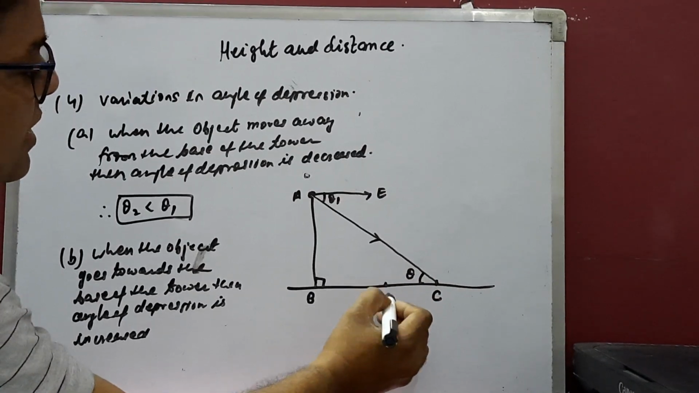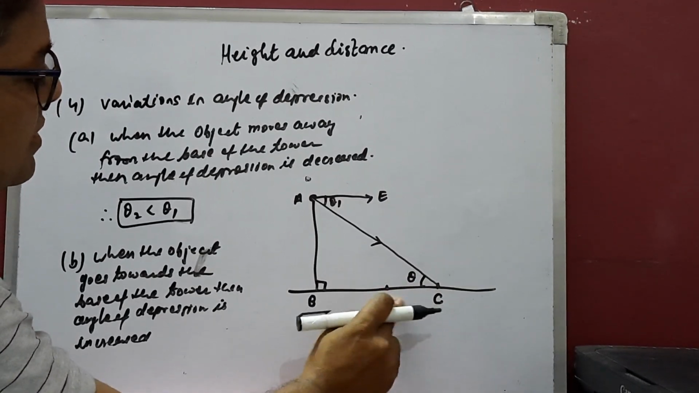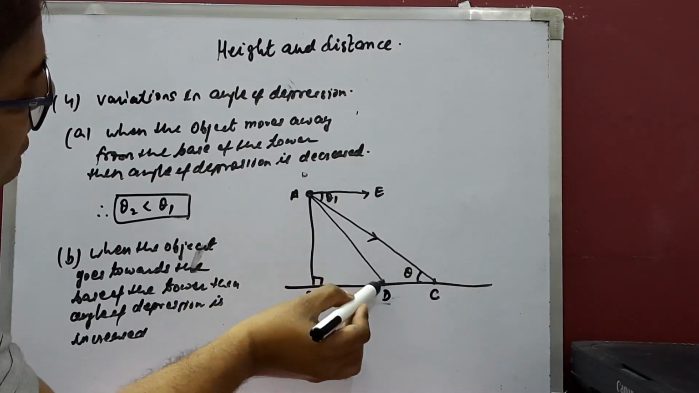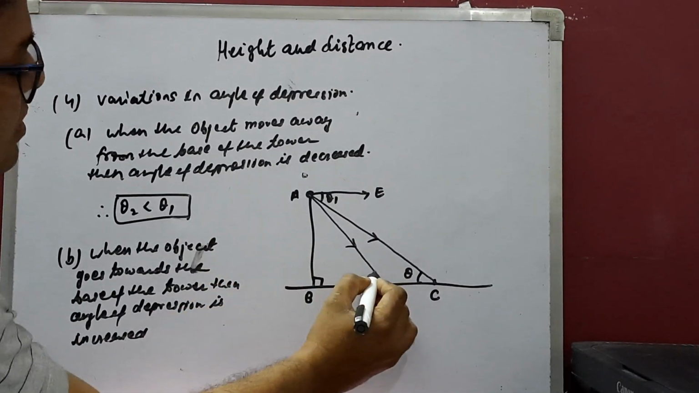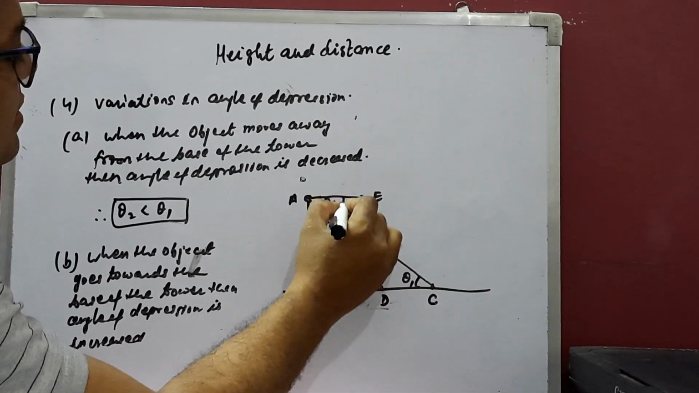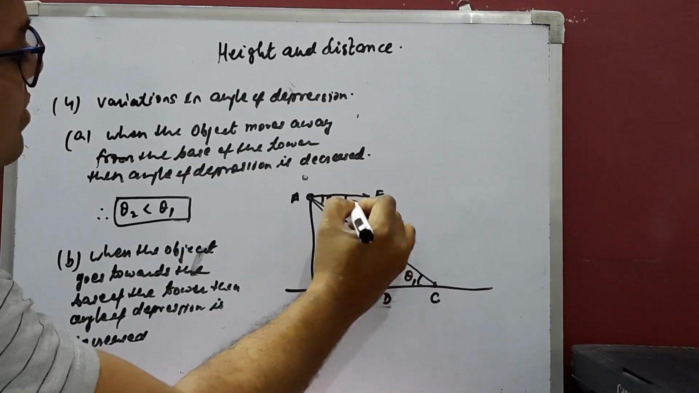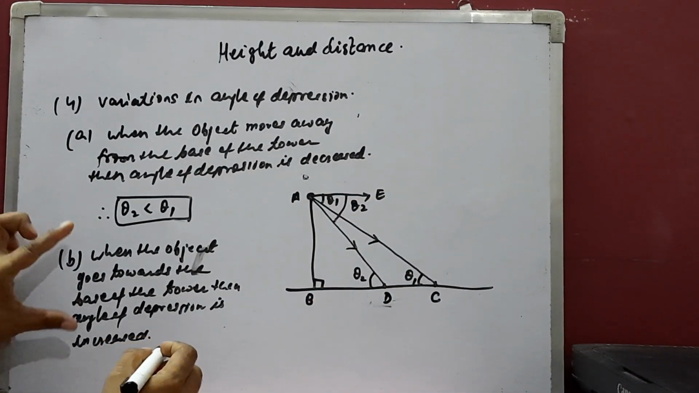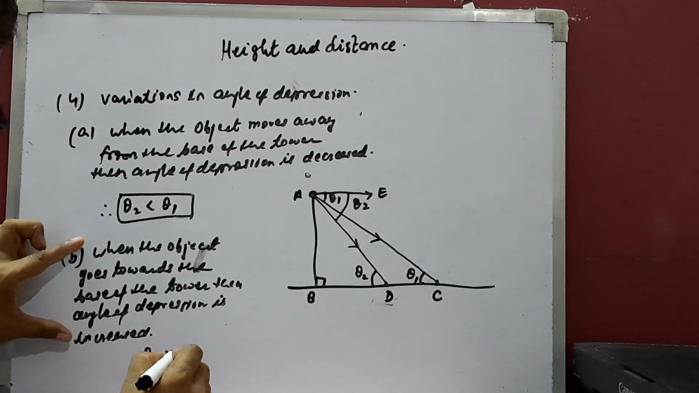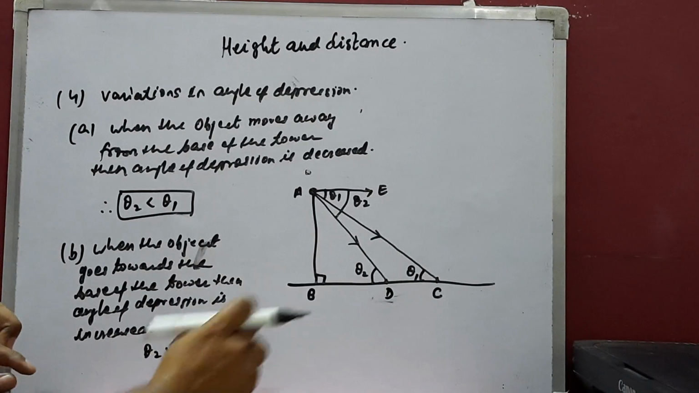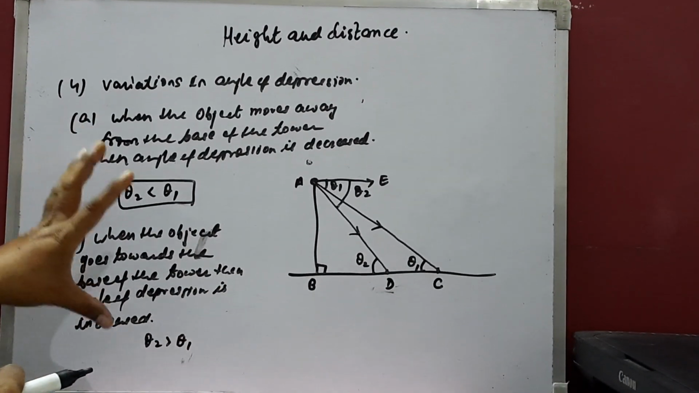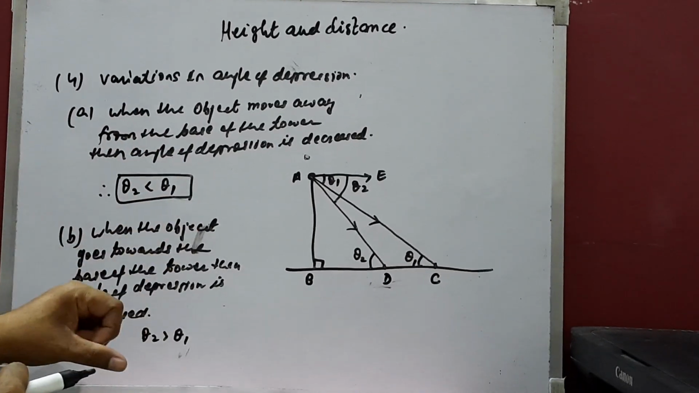Now the object has come here. This is D, and the another line of vision is this. So this is the new angle of depression, theta 2. Therefore, according to this statement, theta 2 is greater than theta 1. This is theta 1. Animation will be helpful in plotting the diagram.